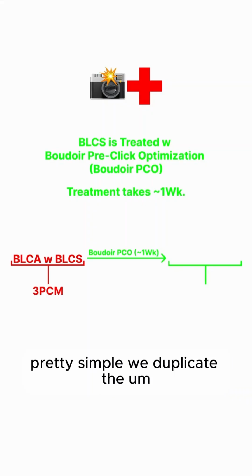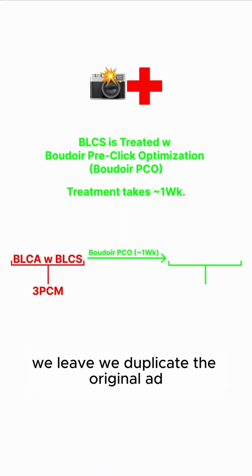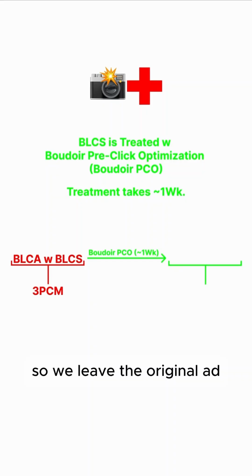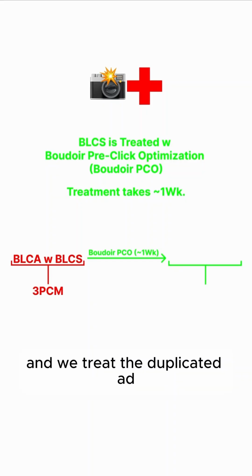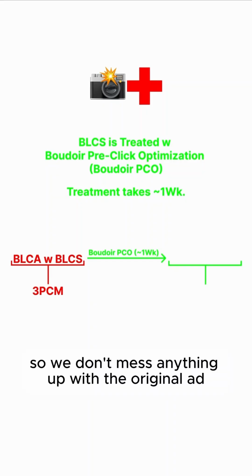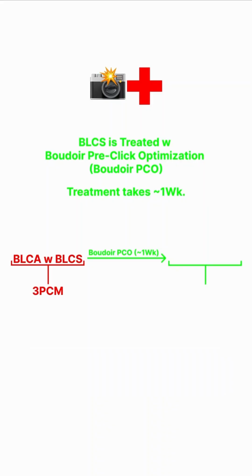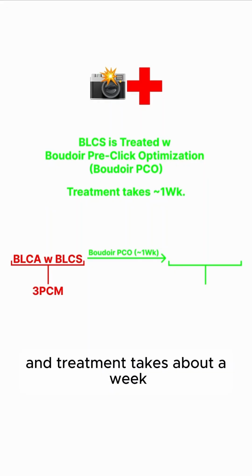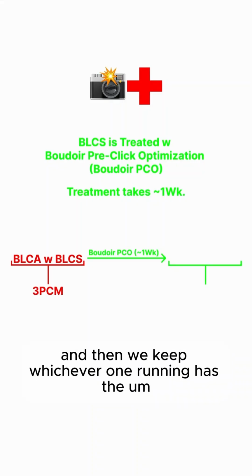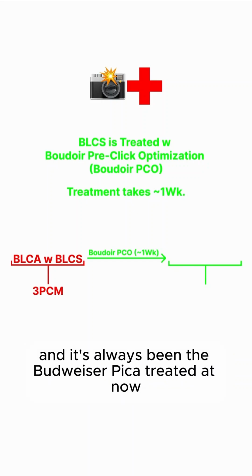We know that because we invented it and we've already done it a bunch. Pretty simple. We duplicate the original ad, so we leave the original ad and we treat the duplicated ad. That way we don't mess anything up with the original ad. Treatment takes about a week, and then we keep whichever one running has the best metrics, and it's always been the Boudoir Pico treated ad.